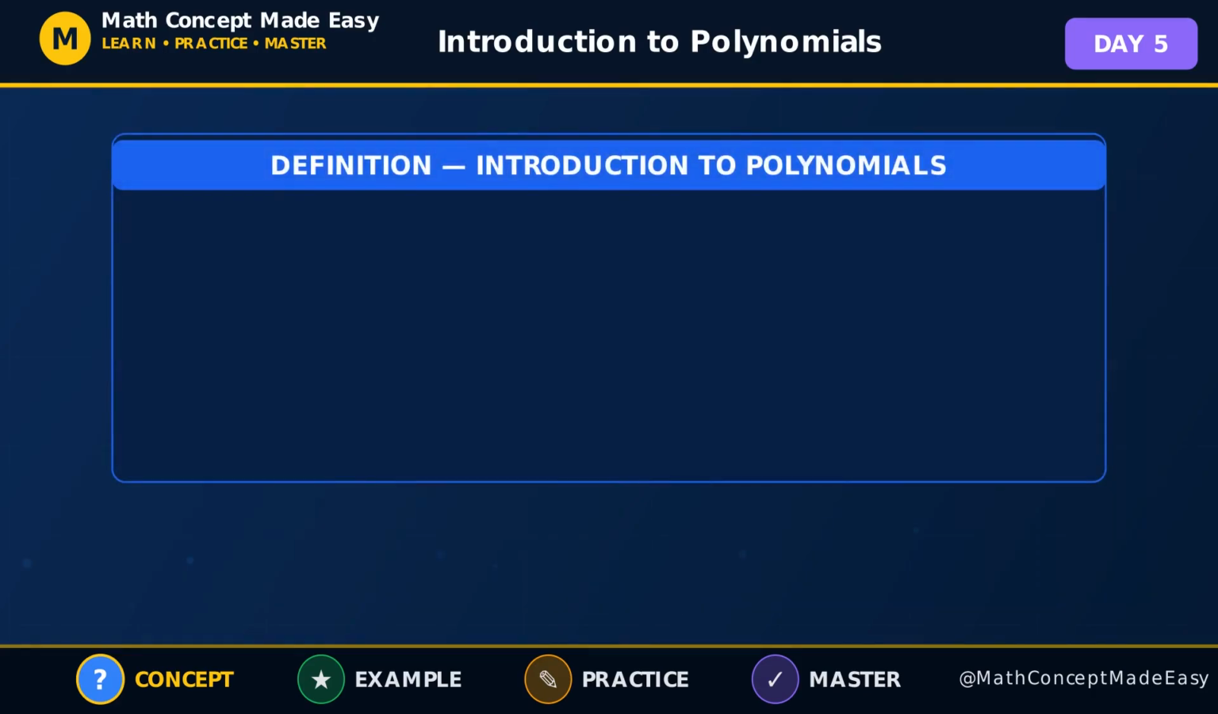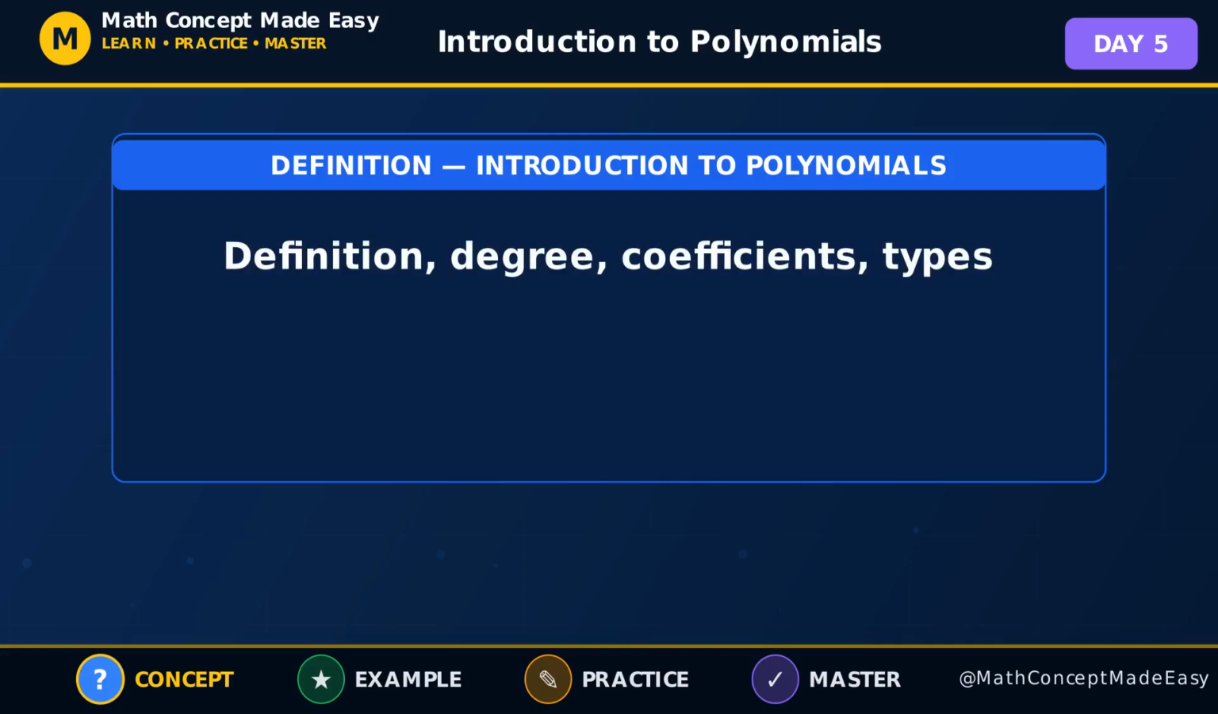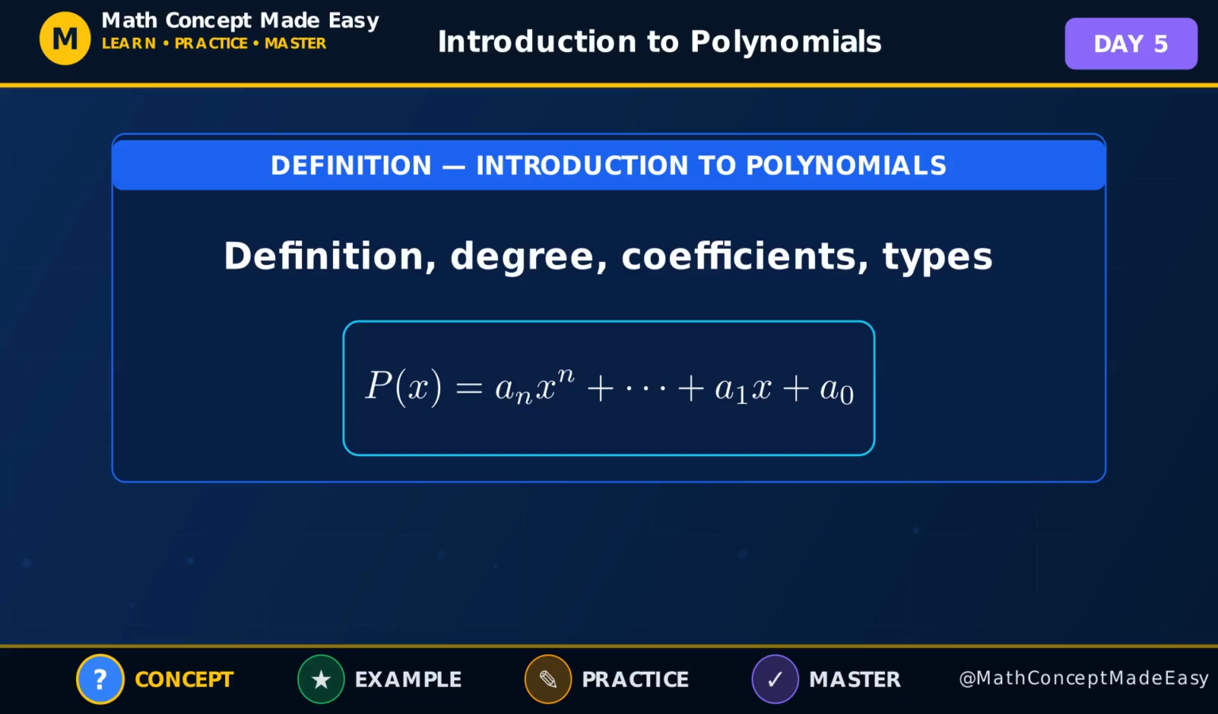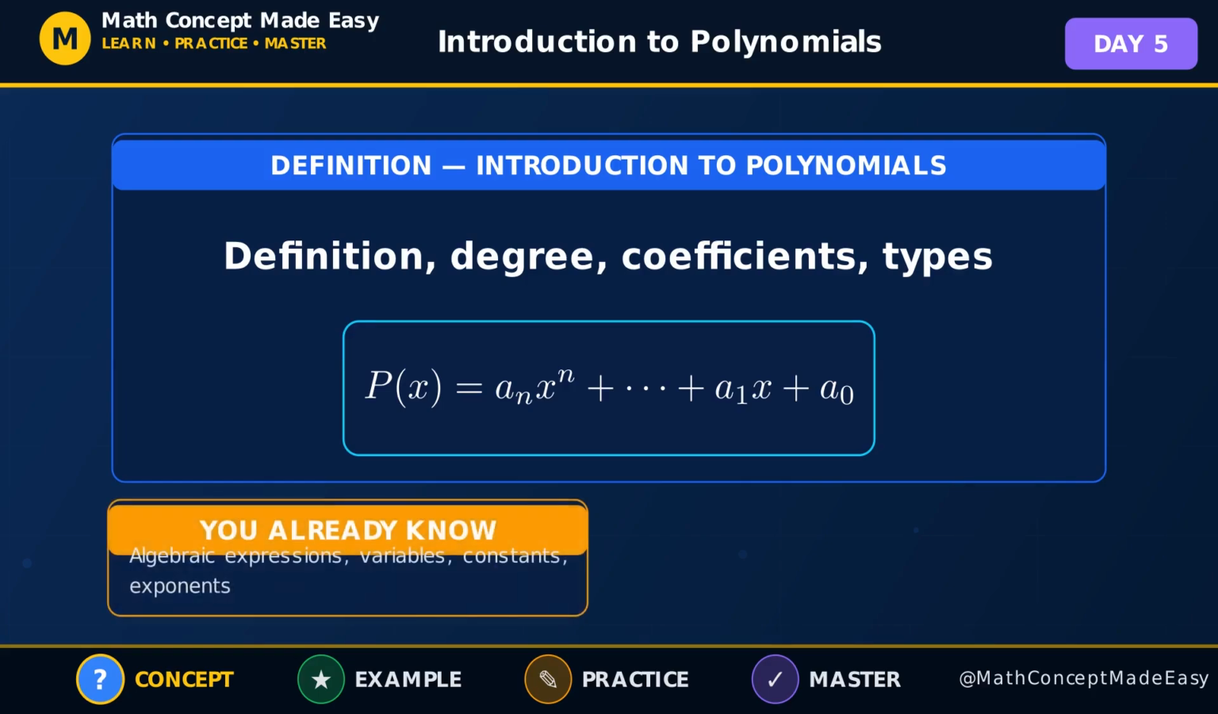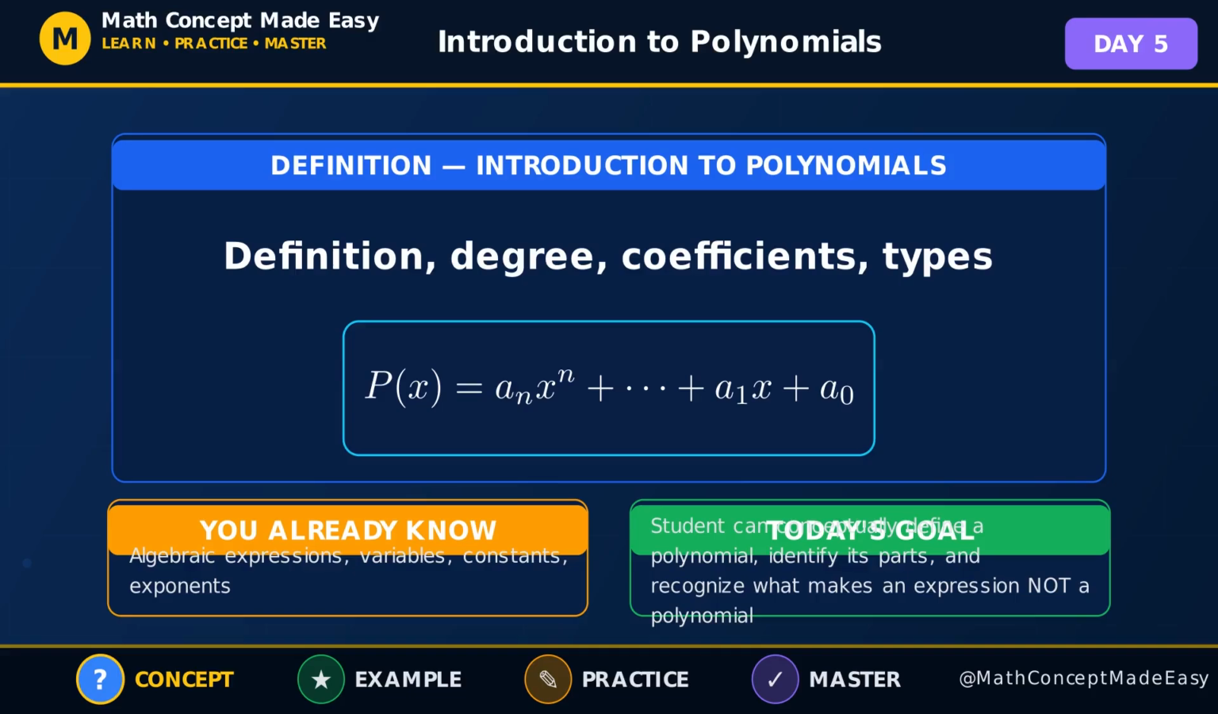Now we are ready to say this precisely, the way mathematicians do. Here is our focus for today: definition, degree, coefficients, types. In symbols, we write it as p of x equals a series of terms where every exponent is a positive whole number. Every word of that definition matters, so read it slowly. You already know algebraic expressions, variables, constants, exponents. This definition simply builds on those familiar ideas.